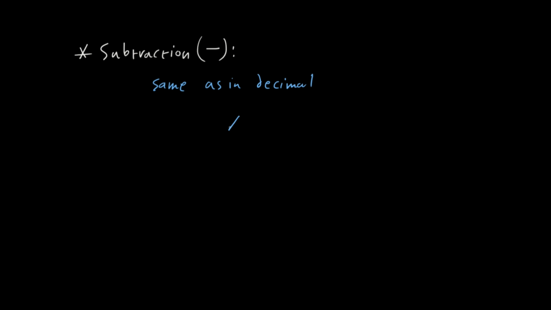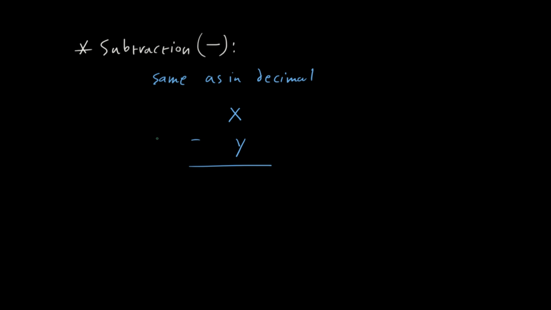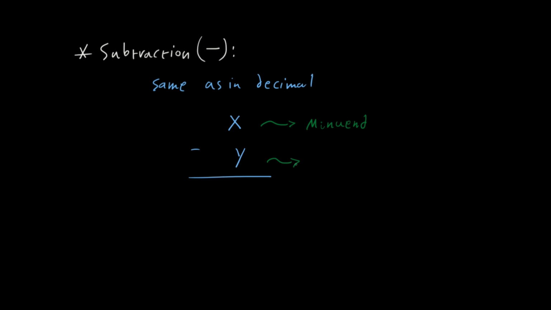We have gone over addition, but how does subtraction work? We use the same principles used in the decimal system here. As we know, in subtraction we have a minuend, which is the number being subtracted from, usually on top, and a subtrahend, which is the number being subtracted from the other, usually at the bottom. And their order is important.